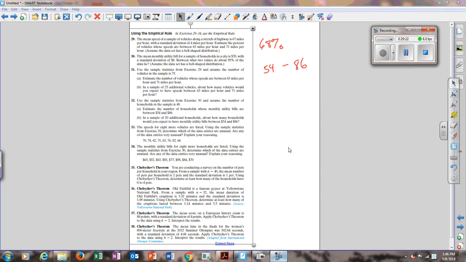Number 37, the mean score on a European history exam is 88 points with a standard deviation of 4 points. Apply Chebyshev's, so it's 75% of the data again. So 75% of the scores are going to be between, you would add 4 twice to the 88, so 88 plus 8. So 75% of the data is going to fall between 80 and 96.